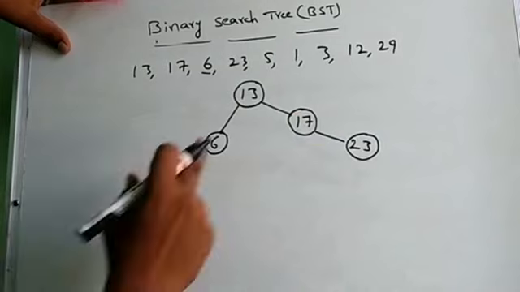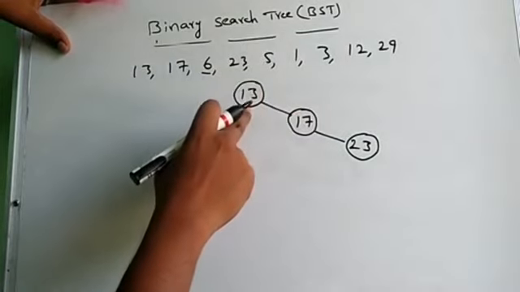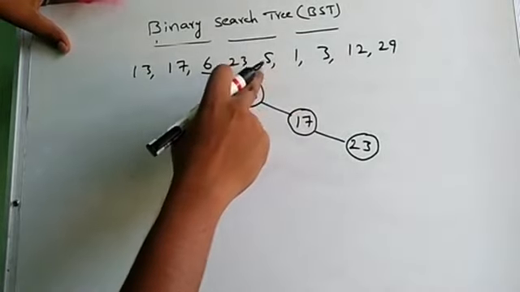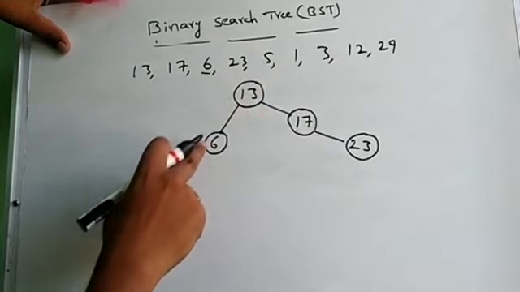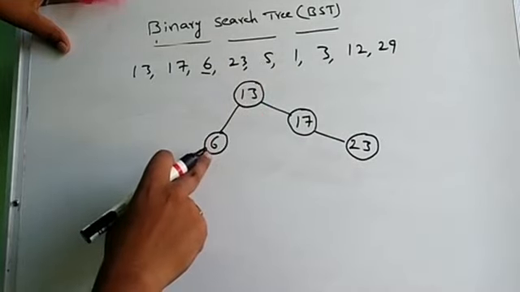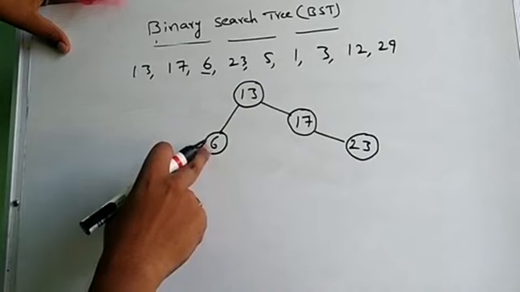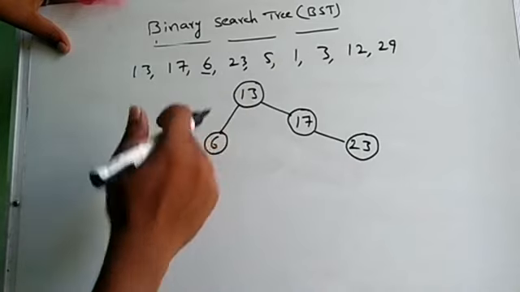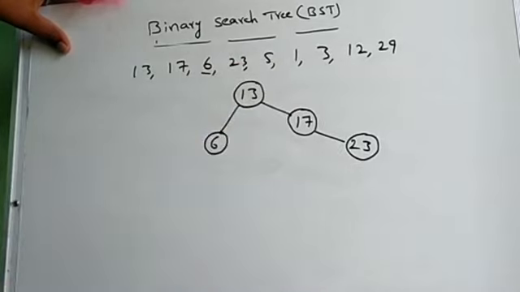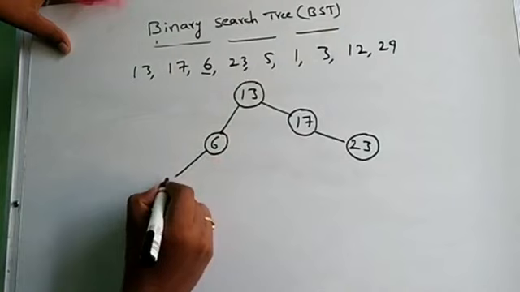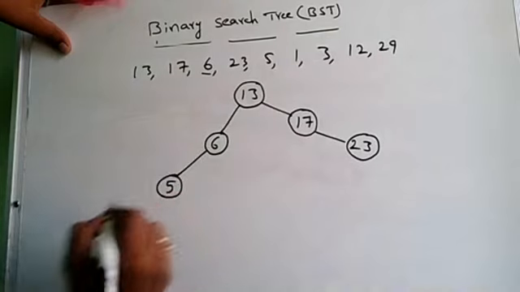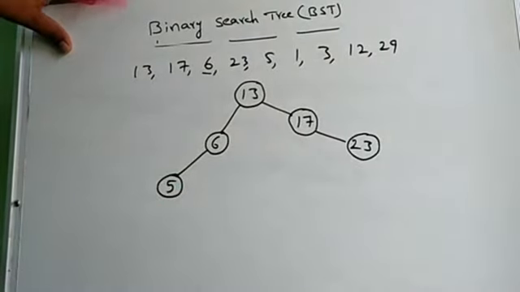Next 5. 5 is compared with 13. It is less than the root node, so go to the left side. On the left side, 6 is already there. Then the comparison of 6 and 5 starts. Which one is the lesser value? 5. So the lesser value is always added to the left side.